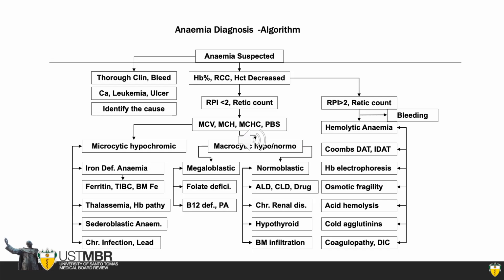Okay, let's go back. If the RPI is less than 2 or a low reticulocyte count and the PBS and RBC indices showed that this is a macrocytic, normocytic anemia, then you're dealing with megaloblastic or the non-megaloblastic anemia. And if it's normocytic, normochromic, and then these are your differential diagnoses. Okay, if you have a high RPI, high reticulocyte, RPI more than 2, then you might be dealing with anemia due to bleeding or blood loss, or anemia due to peripheral destruction of red blood cells, such as the hemolytic anemia.